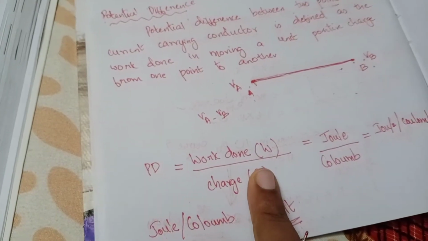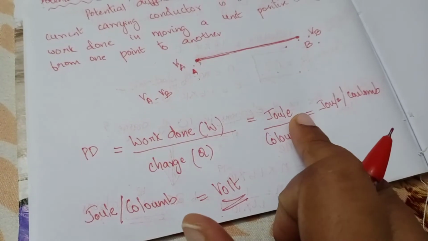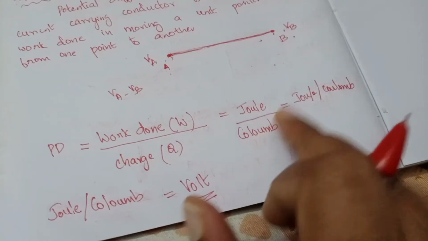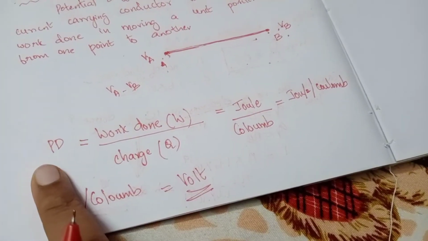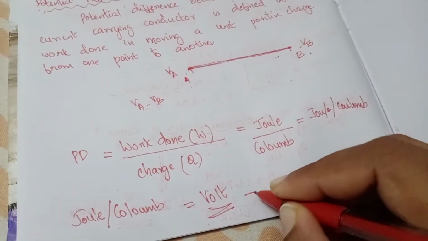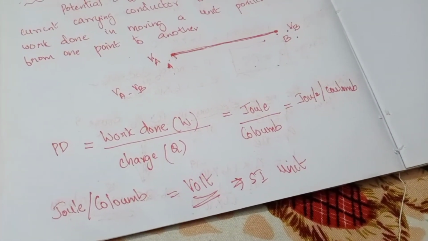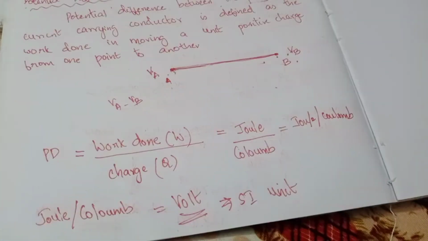So potential difference is what? Work done divided by charge, and we know that the SI unit of work done is joule and the SI unit of charge is coulomb. So joule per coulomb is the SI unit of potential difference and joule per coulomb is also called volt. This is the SI unit of electric potential or potential difference. Now we studied that the SI unit of potential difference is 1 volt, right?